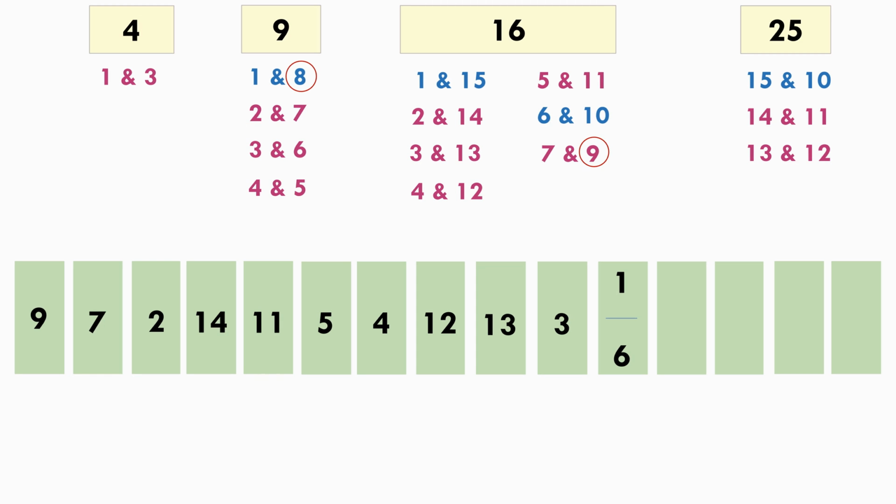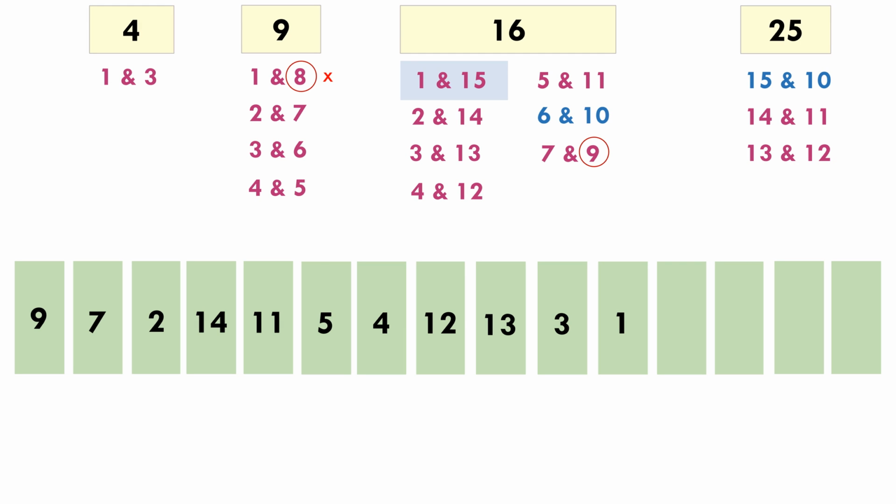Let's see what happens if we go with 1. We write 1, then the options we'll have will be with 8 and with 15. With 8, we can't do because 8 has to come at last because it only has one number pairing with it. So let's try to put it with 15.